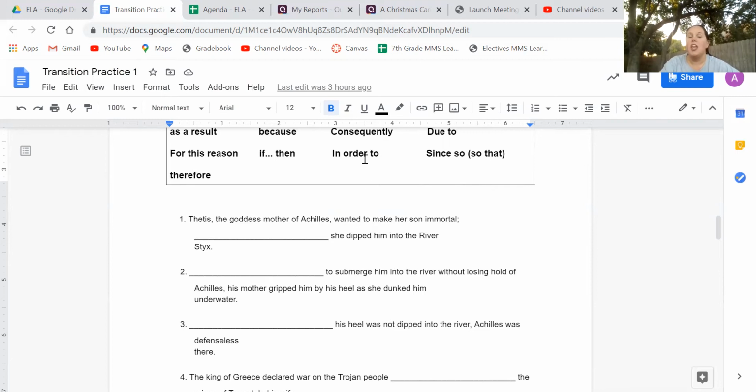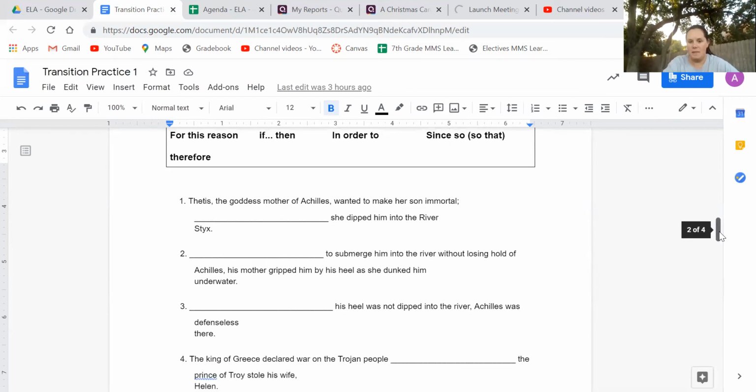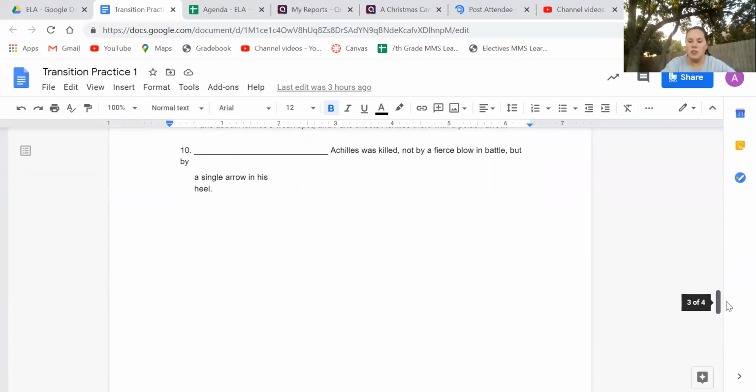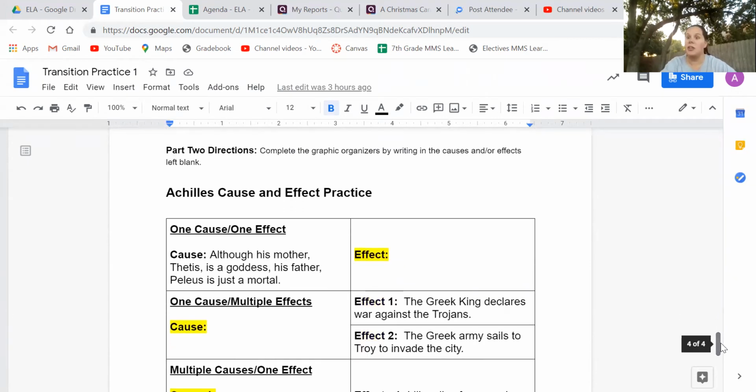Okay, so use that hint, and you're going to answer these 10 questions. Okay, there are 10. Fill in the blanks. Okay, each word is only used once. Then you are also going to have a little help. You're going to have a little extra practice with your cause and effect. We talked about cause and effect briefly.